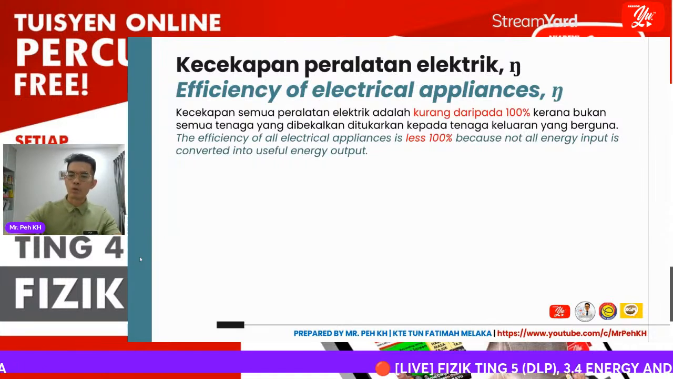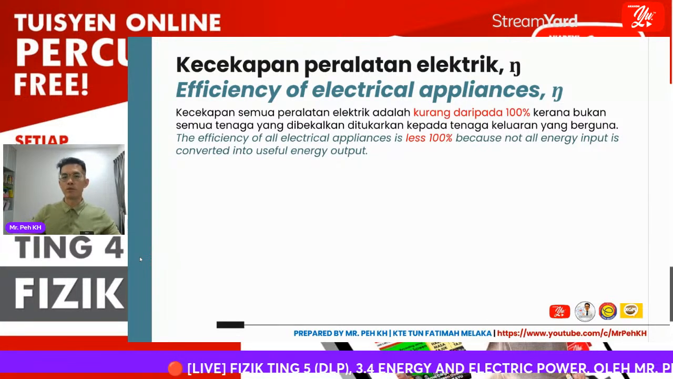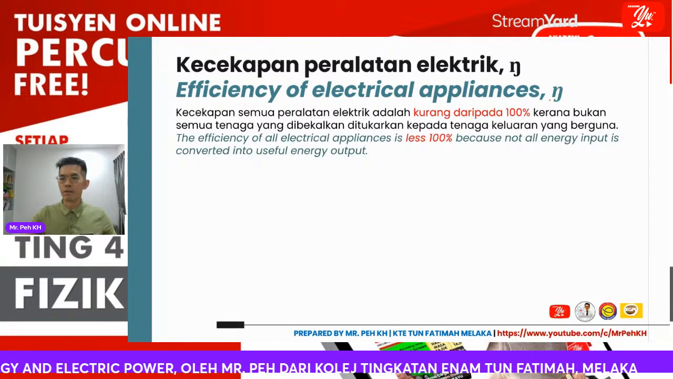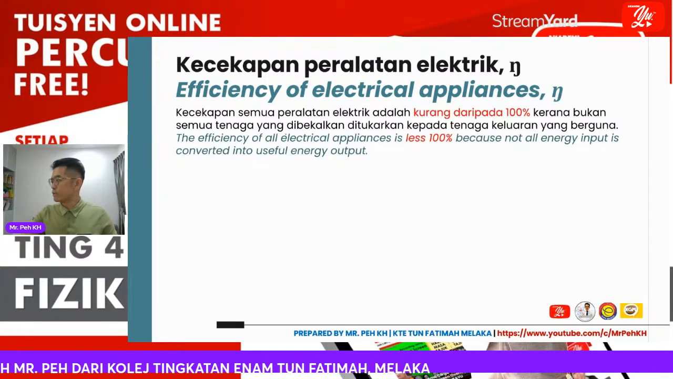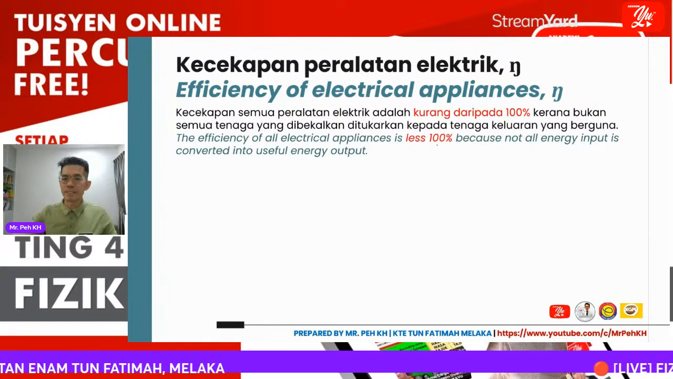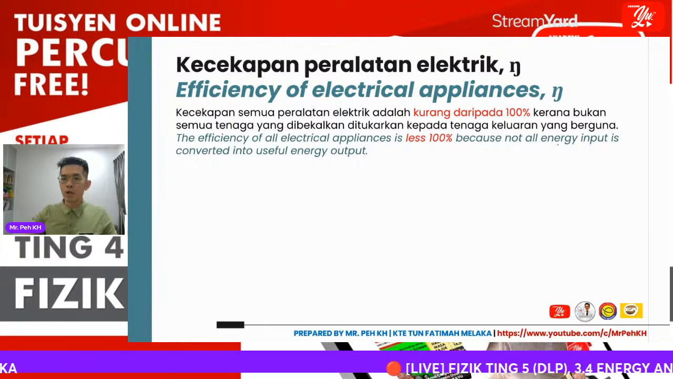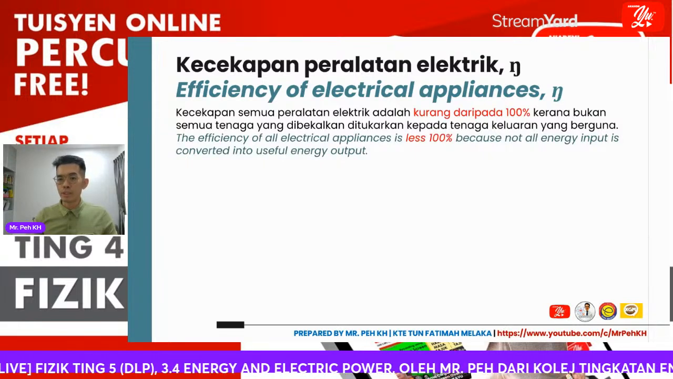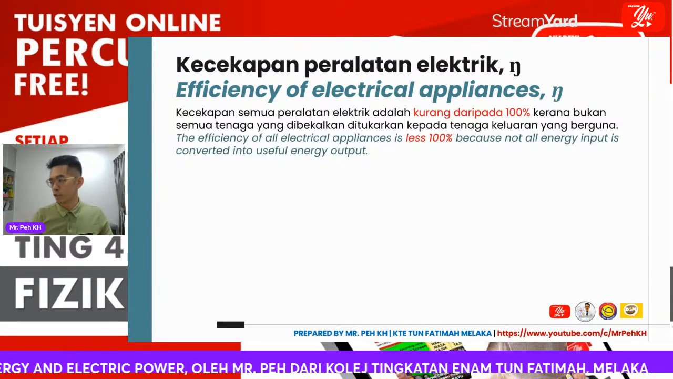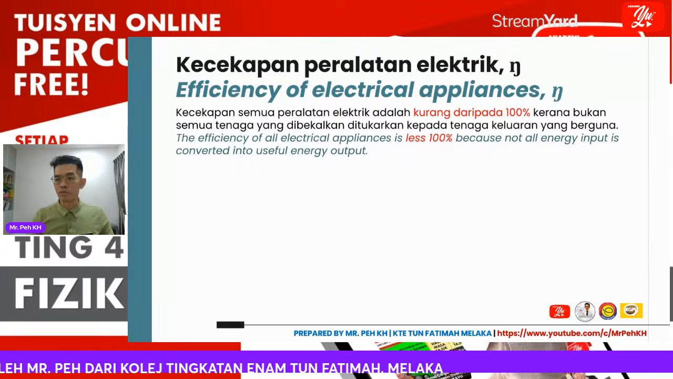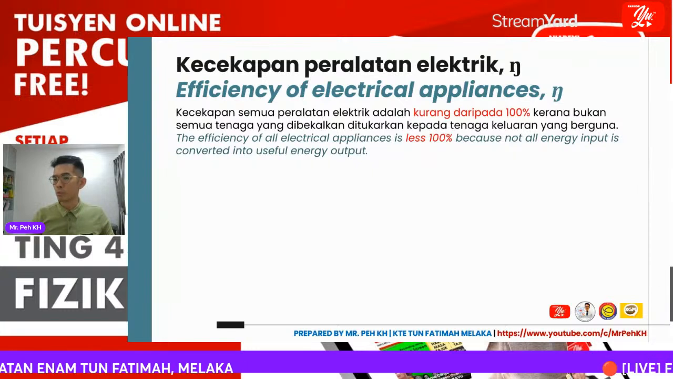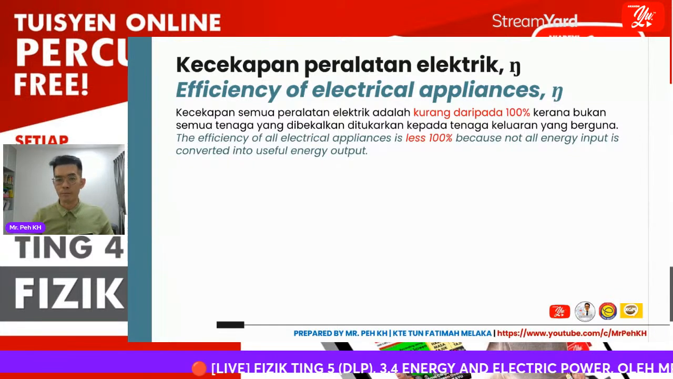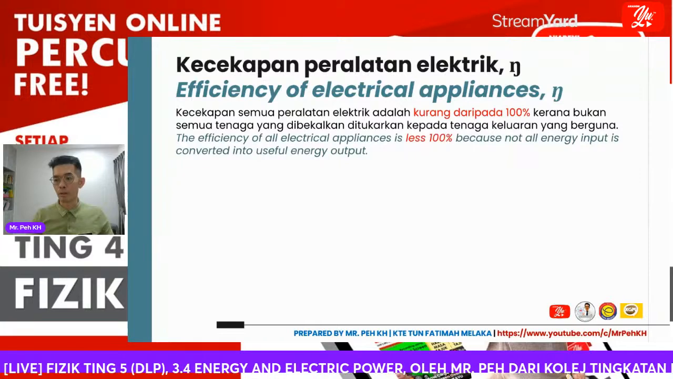Okay, so here there will be the calculation involved in Learning Standard 5. It's the efficiency of the electrical appliance, with the symbol, just like N. The efficiency of all electrical appliances is less than 100%, because not all energy input is converted into useful energy output, as mentioned just now. The energy can be lost as heat, especially when we transfer electricity with a higher value of current. So you should reduce the current flow when we transfer our current, especially from our power generator.